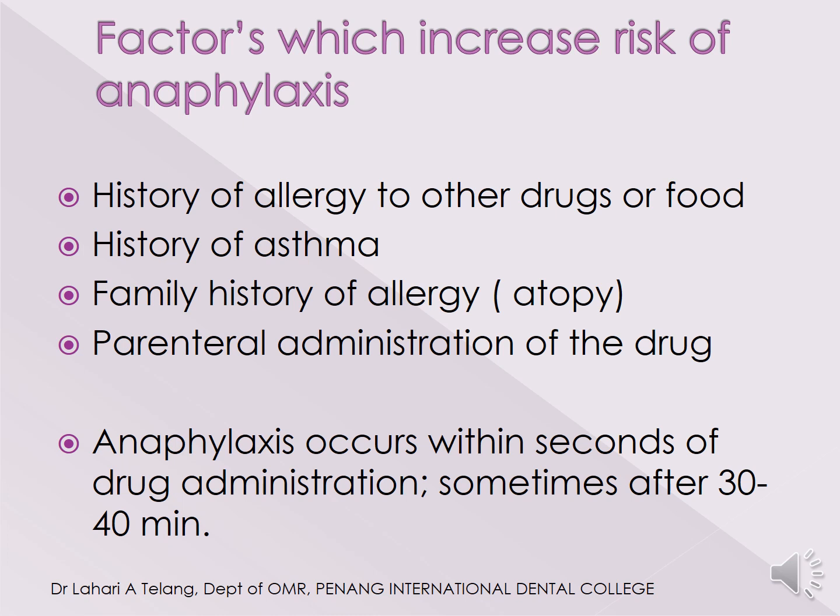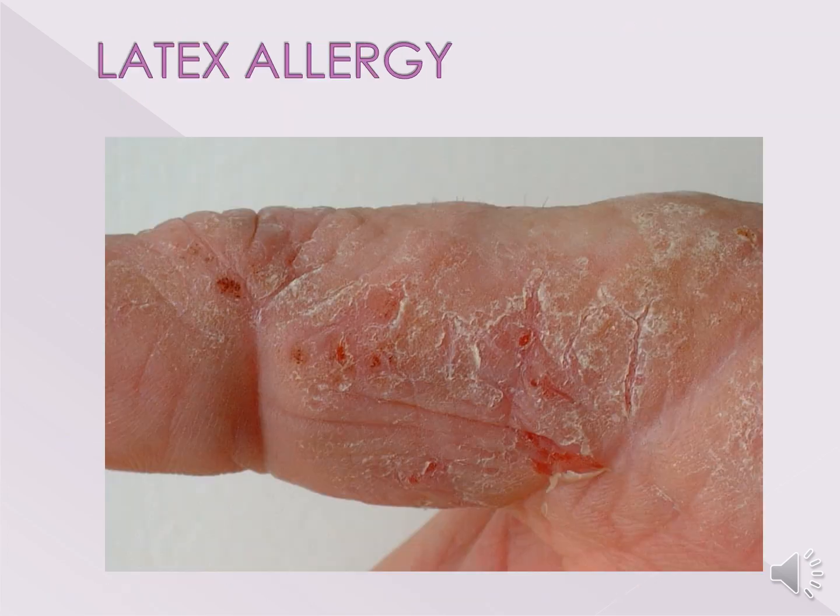The factors which increase risk of anaphylaxis are history of allergy to other drugs, existing allergies, history of asthma, family history of allergy, which is also called atopy, and parenteral administration of the drug. A drug that is given systemically is more likely to cause allergy than one that is applied topically. Anaphylaxis occurs within seconds of drug administration, or sometimes even after 30 minutes. That is what is immediate allergy.